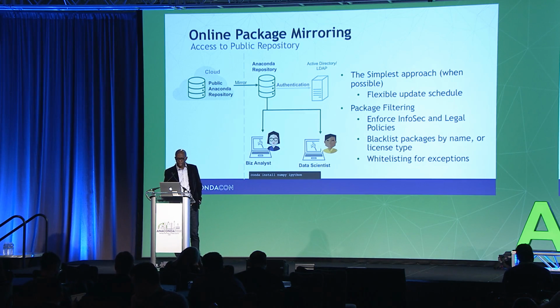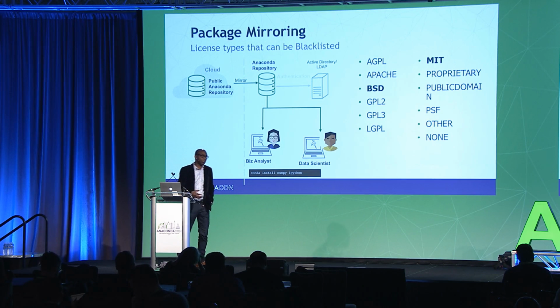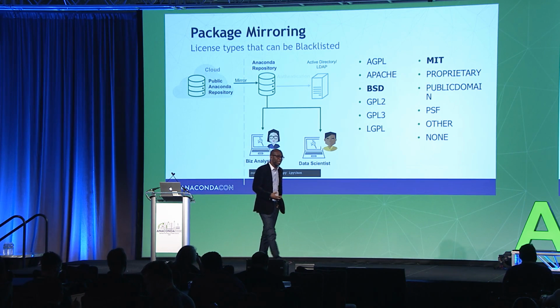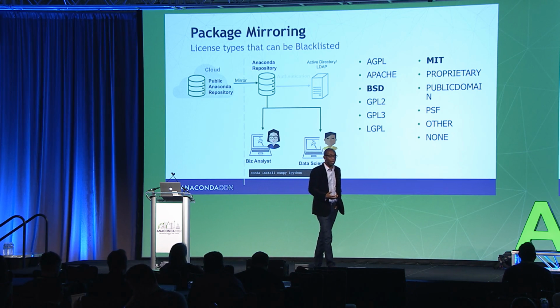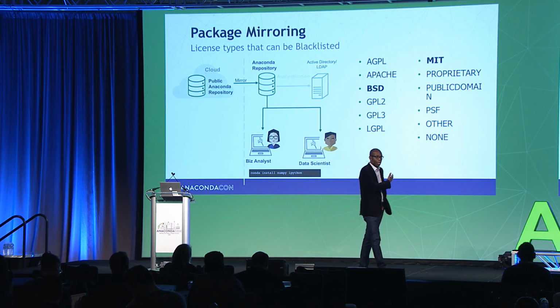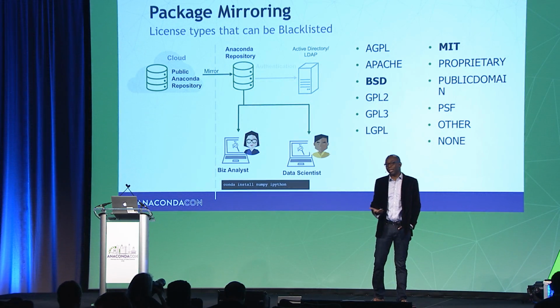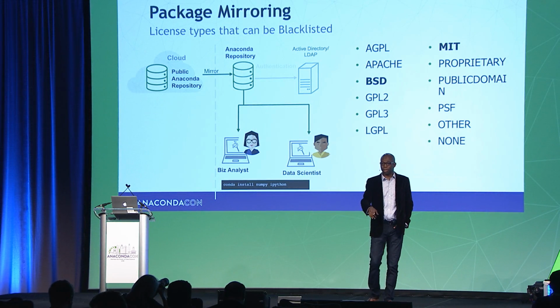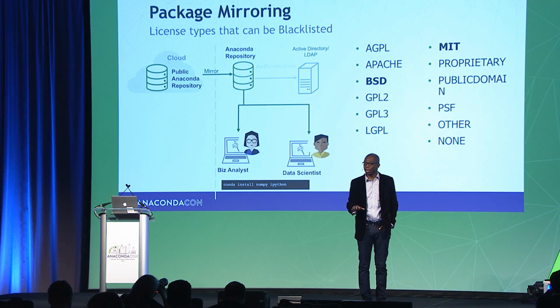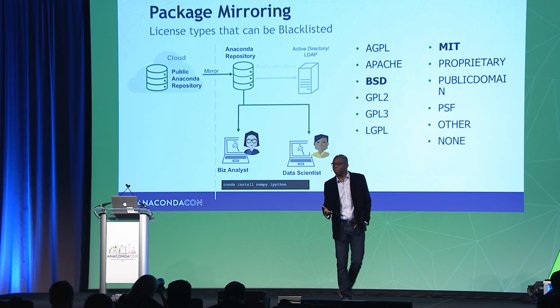All right. So, as I mentioned, in addition to mirroring packages and filtering them by name, you can filter them by license type. This is a list of licenses that the various packages in the Anaconda repository currently have. I've highlighted BSD and MIT, excuse the public domain typo there, because they're generally considered the most permissive licenses, and customers rarely block those. What we'll get mostly from customers is like, okay, AGPL and GPL3, absolutely not. No way that can even touch the network. And sometimes customers will block GPL as well.